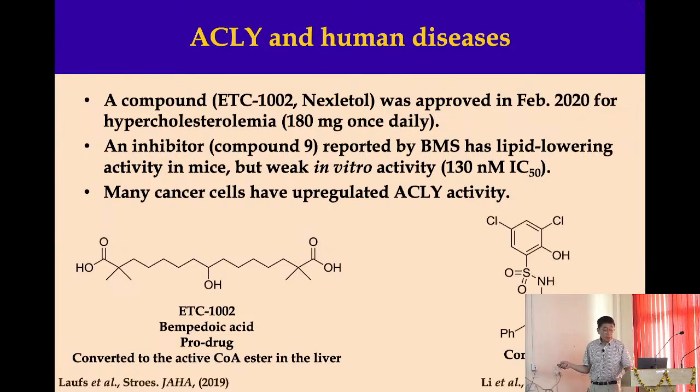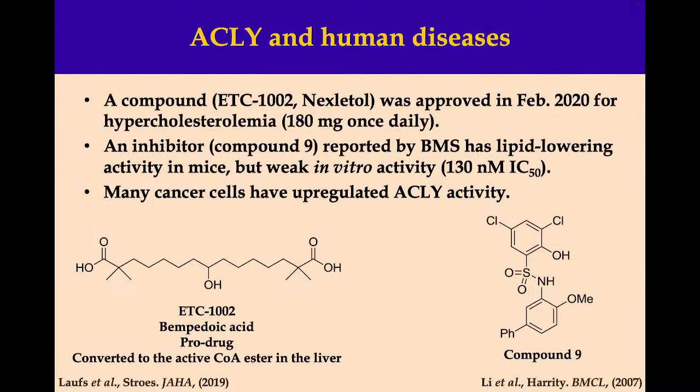Another compound, called compound 9, was developed by BMS, Bristol Myers Squibb, another pharmaceutical company in the US, back in 2007. It's a biarylsulfonamide compound, with a 130 nanomolar IC50 against ACLY and lipid-lowering activity in mice. Also, many cancer cells have upregulated ACLY activity. So ACLY is a target for various things, metabolism or maybe even cancer. That's why there has been a lot of interest in ACLY over the past years.